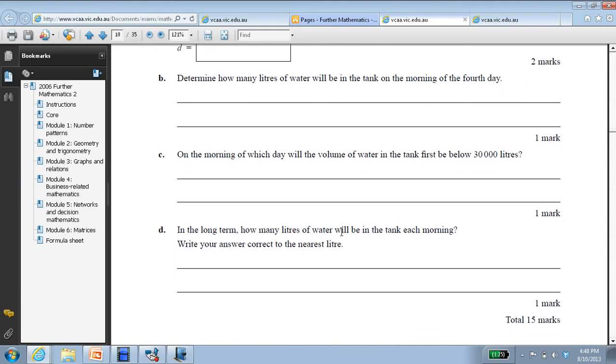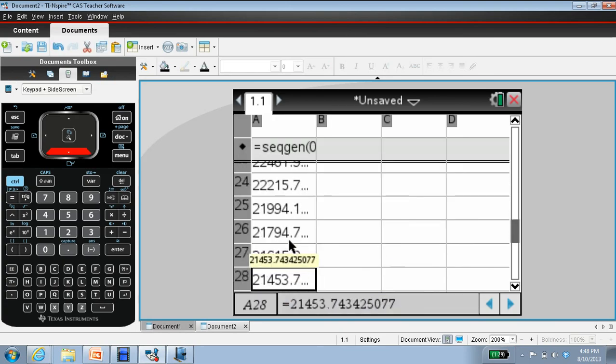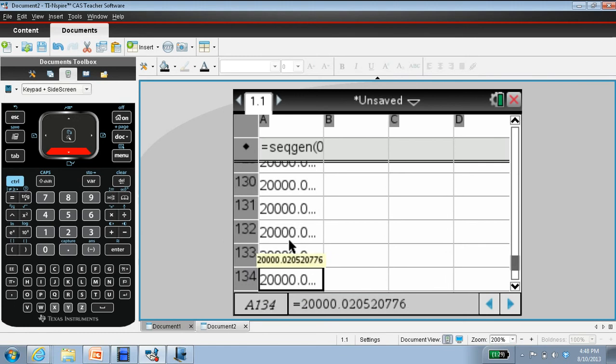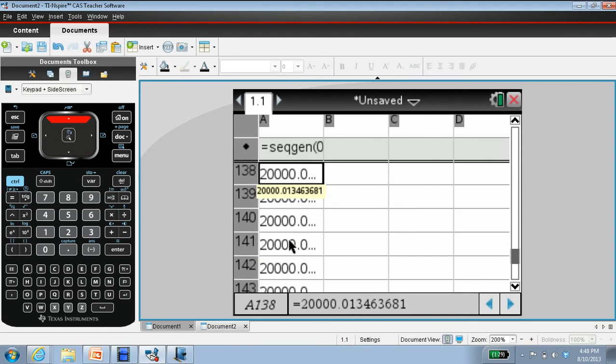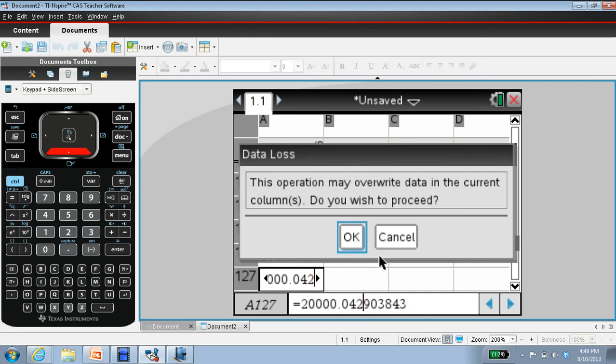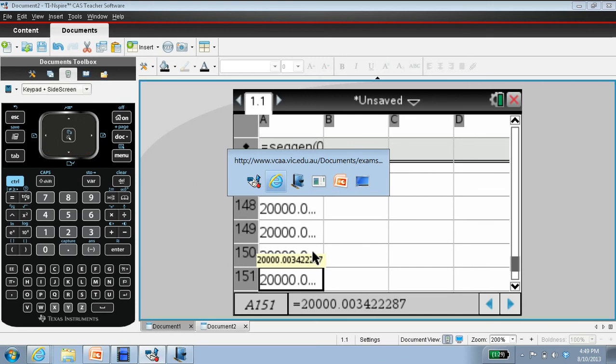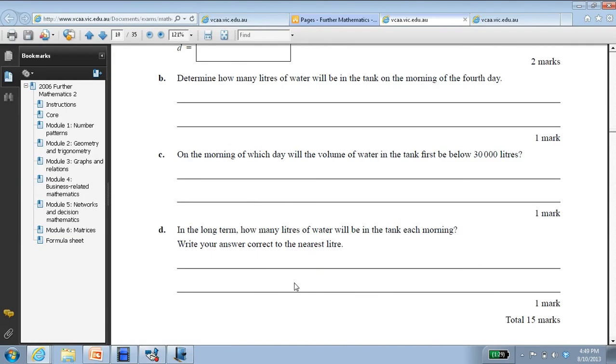In the long term, how many litres of water will be in the tank each morning? So what I would do is I would just scroll down, and eventually these values will get very close to a certain figure, and we can see that they have got extremely close to 20,000. And if we look in this bar down here, we can see that it's getting down to 20,000. So the answer is 20,000 litres.